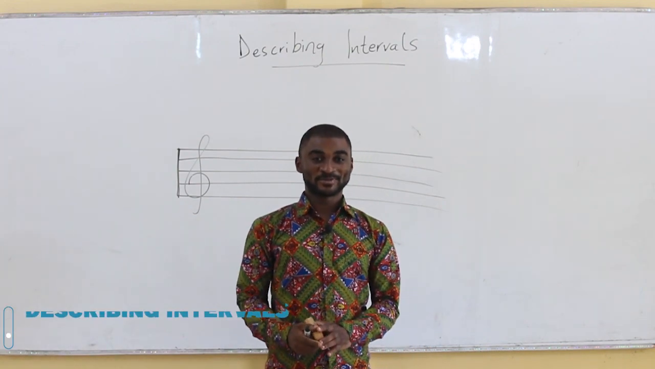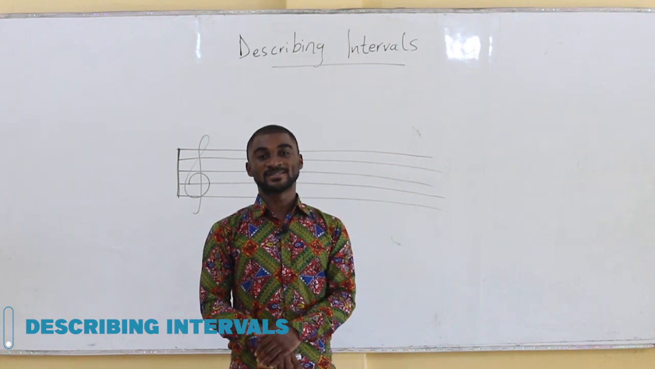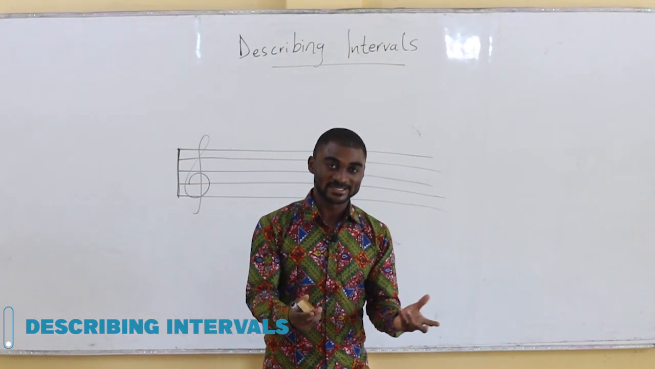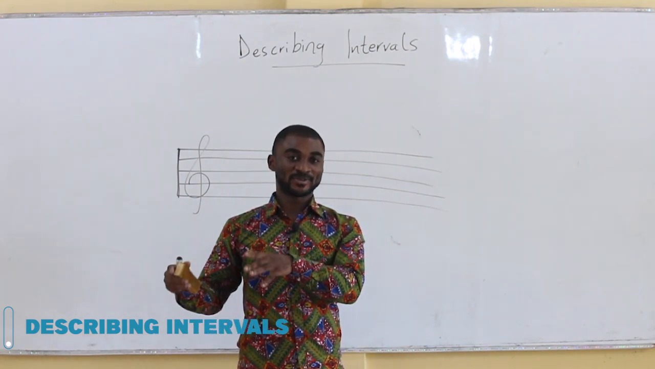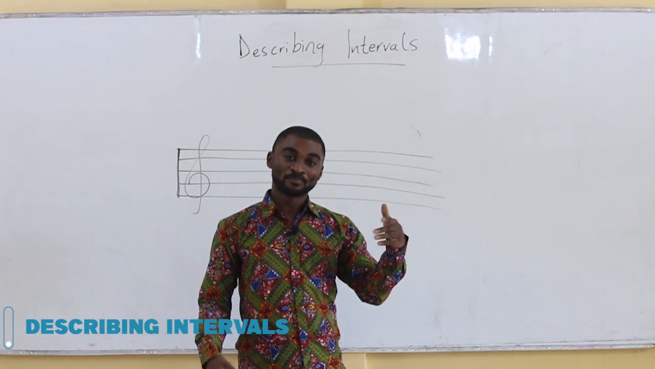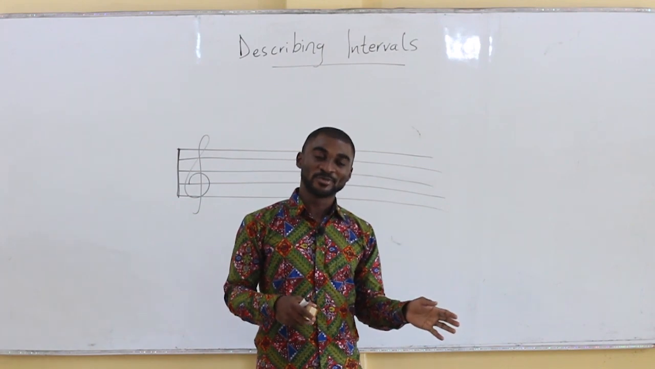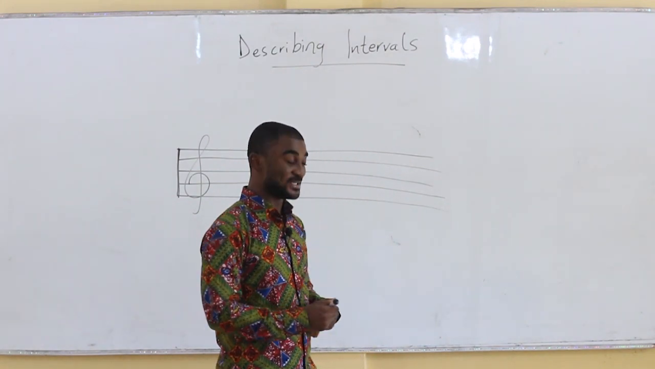Let's talk about the description of intervals. There are two ways of describing intervals. First is the numeric description, which is the quantitative description. That's the second, the third, fourth, fifth, sixth, seventh. They are compound intervals. That will be in a subsequent episode. Then another one will be the qualitative description. Today, our emphasis will be the quantitative.